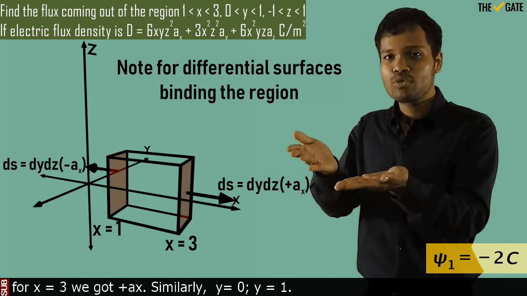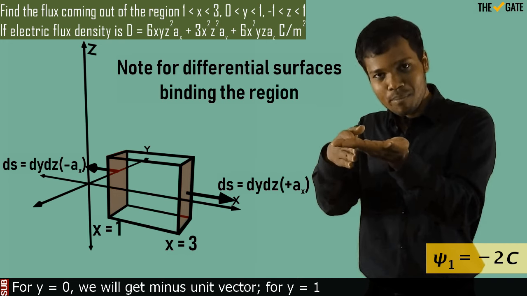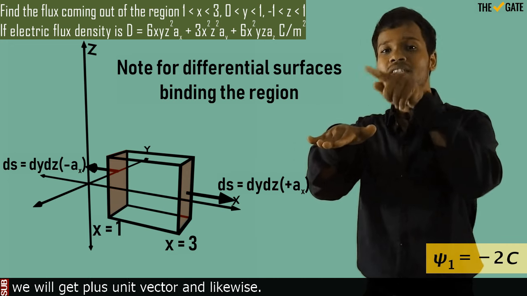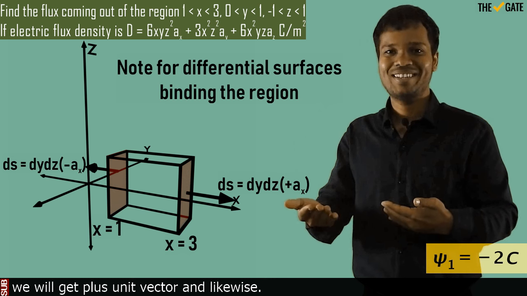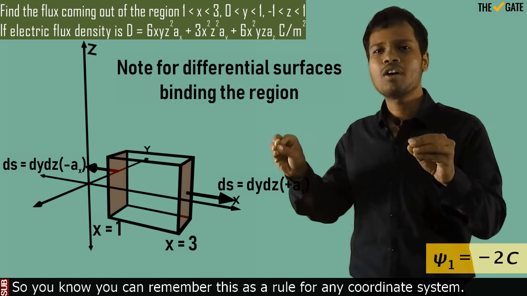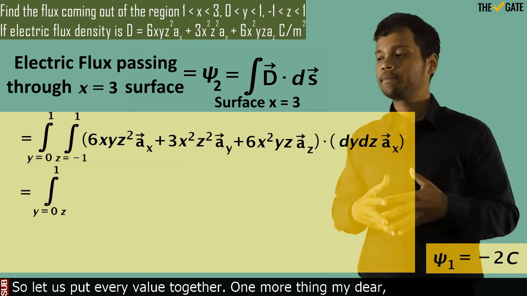Similarly, y equal to 0, y equal to 1. For y equal to 0, we will get minus unit vector. For y equal to 1, we will get plus unit vector, and likewise. So you can remember this as a rule for any coordinate system. So let us put every value together.